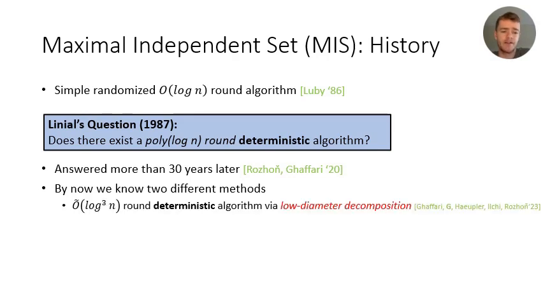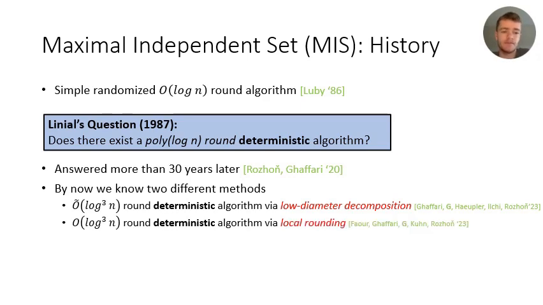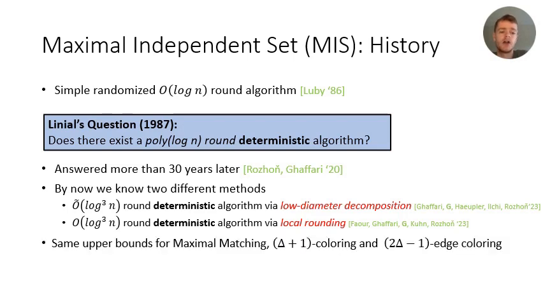The first method leads to a roughly log cubed n round algorithm via so-called low diameter decompositions. Second, one can obtain a log cubed n round deterministic algorithm via so-called local rounding. So while these methods are very different, it's curious that they both lead to roughly the same round complexity. Also, even for the easier problems of maximal matching, delta plus 1 coloring and 2 delta minus 1 edge coloring, nothing better than a log cubed n round algorithm was known before our work.